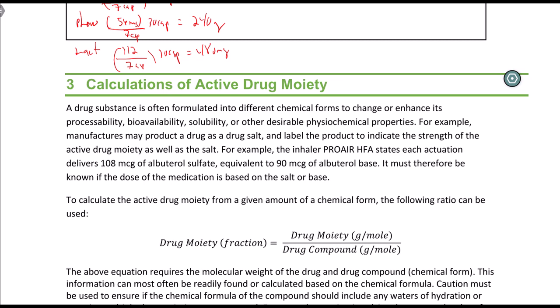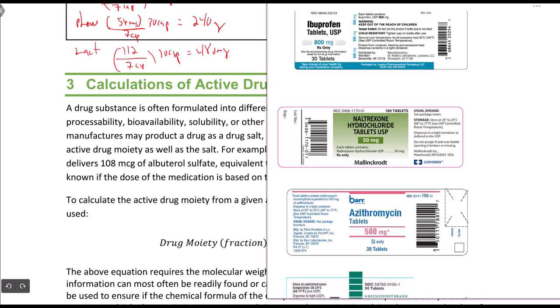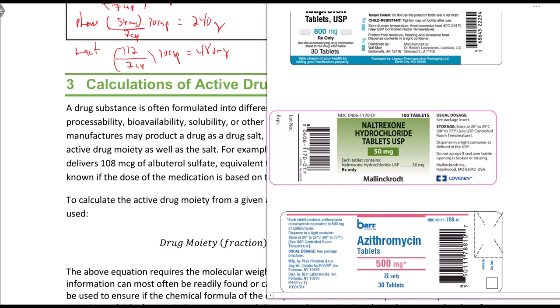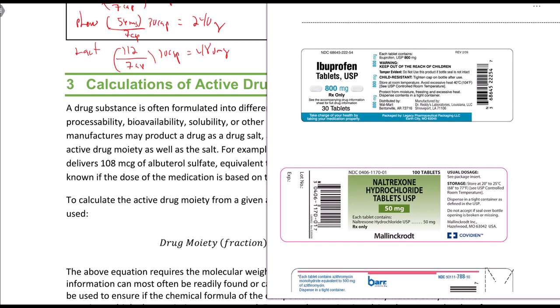I think an example here that I will show you is these. If you look at the label for these drugs, if we look at this first one here, which is ibuprofen, you can see that every tablet here has 800 milligrams of ibuprofen. You just see the name of the drug, and it says that each tablet contains 800 milligrams of ibuprofen.